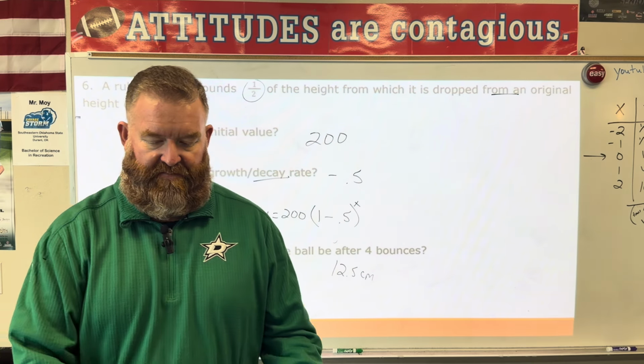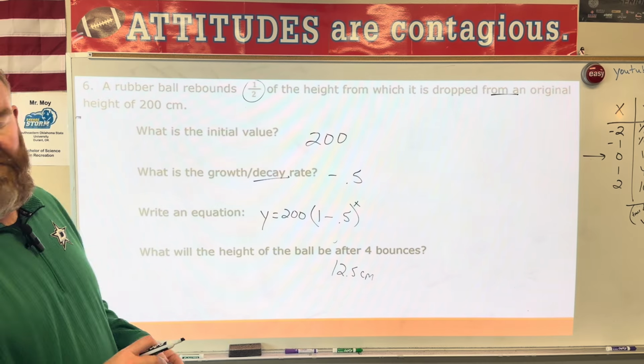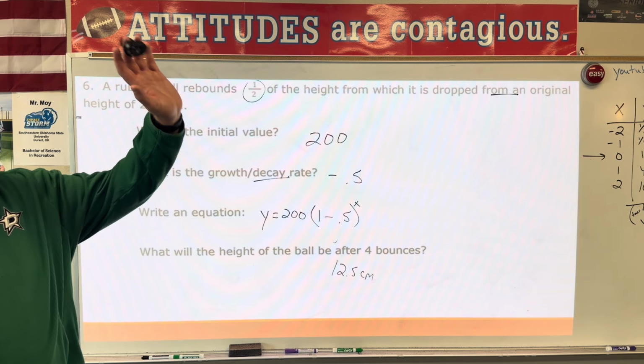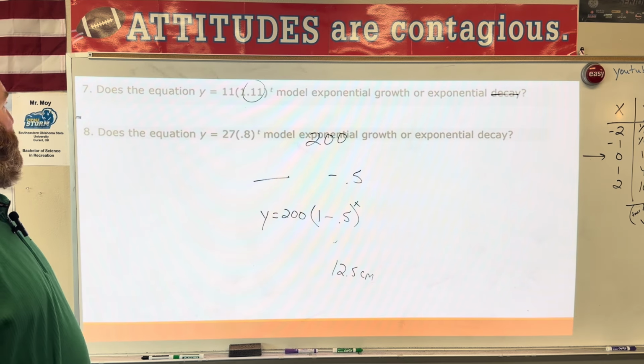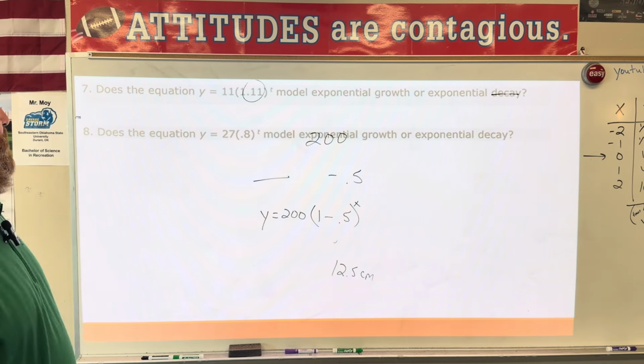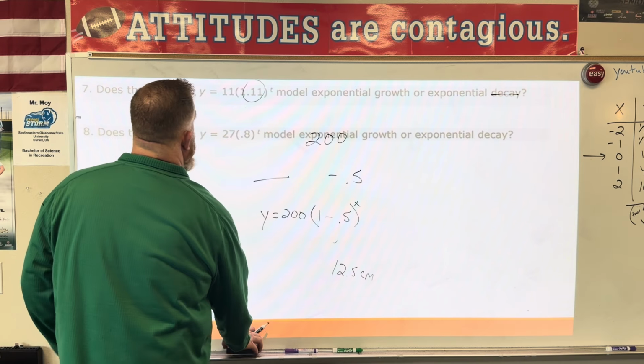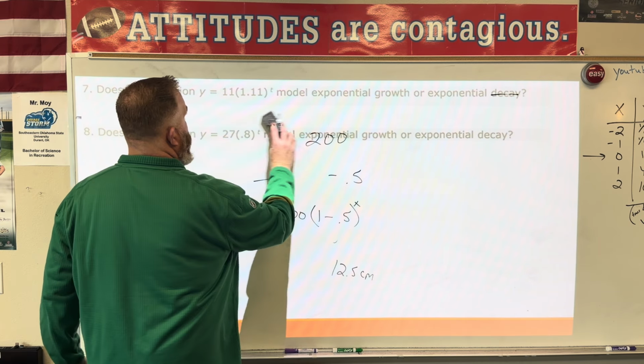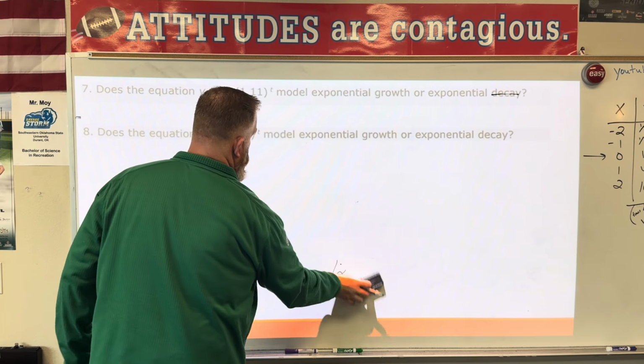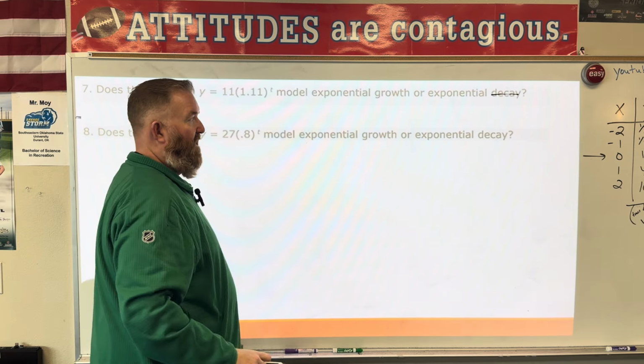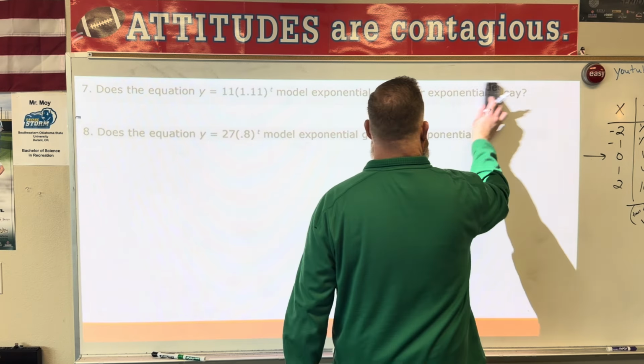Okay, are we good? All right, we're getting somewhere now. Do you guys understand? Cool, let's answer some questions. Does the equation 11 times 1.11 to the t power model exponential growth or exponential decay? Why would you say growth? Because this is greater than 1. Would you agree? So we say exponential growth.